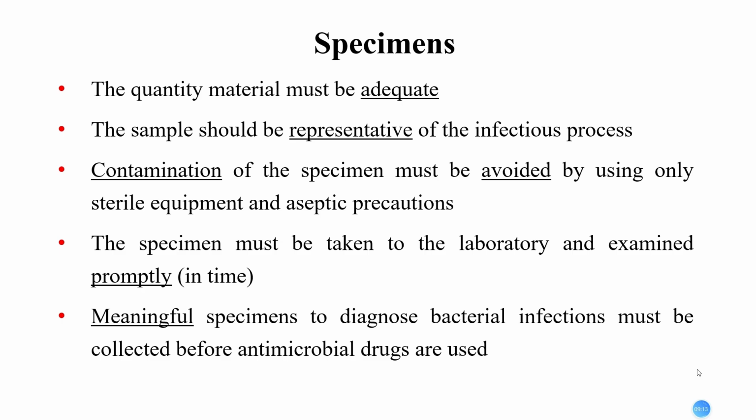Okay. But once we get a specimen, there are several points we want to pay attention to. The first one is that the quantity of the material must be adequate. So if you collect a specimen, you want to collect enough material for further analysis. And second, the sample should be representative of the infectious process. So you want to make sure that you collect the specimen at the proper time point. If you notice that your patient is already recovered or is almost recovered, then if you collect the specimen, probably it's not representative. You cannot identify the proper bacteria in the specimen.